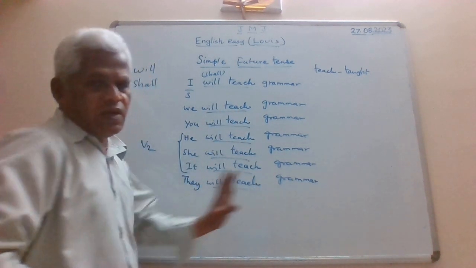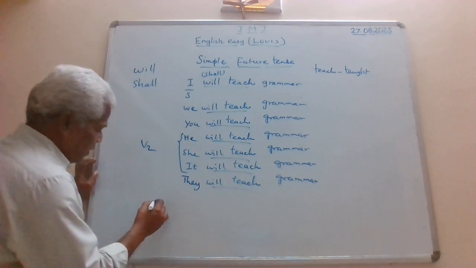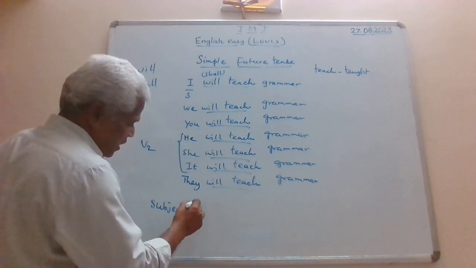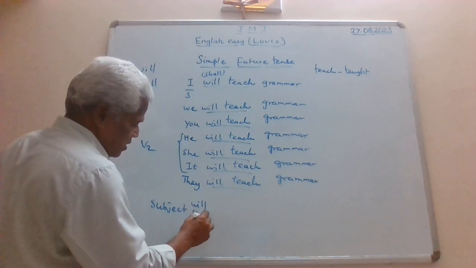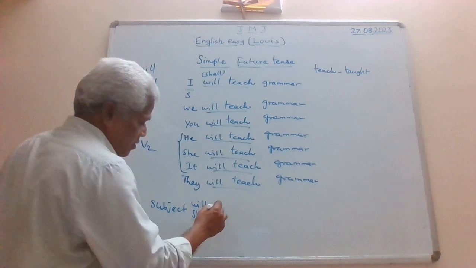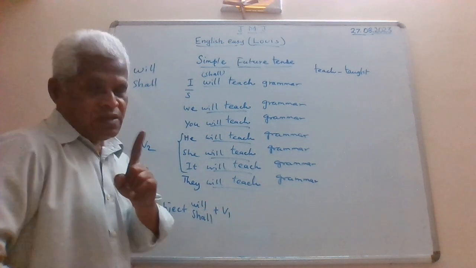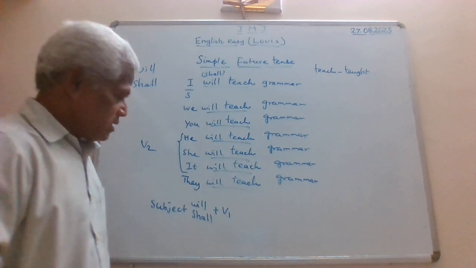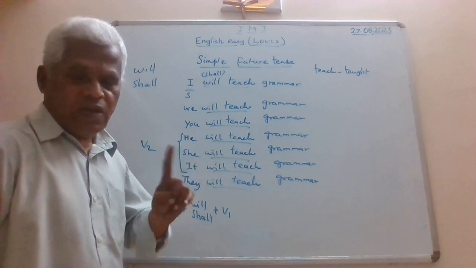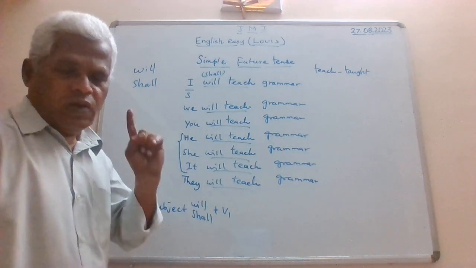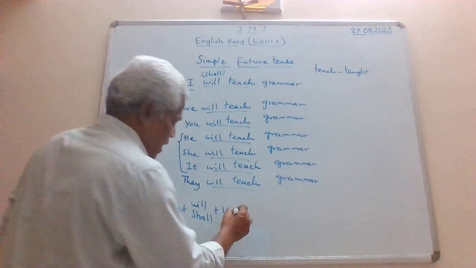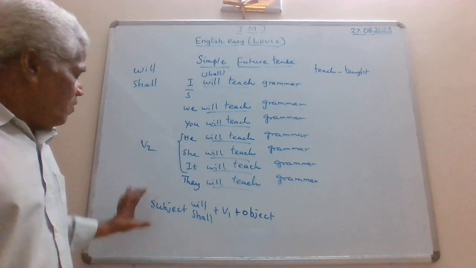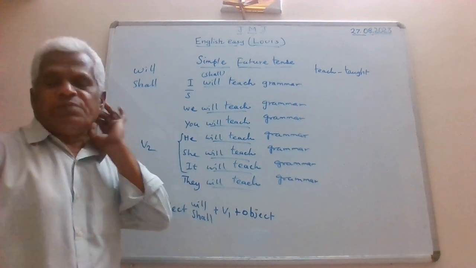Now what is the formation of the verb that we can have? So remember, subject plus will or shall plus V1. Remember, V1 means present tense. Present tense means not adding s and es and all, no. Only the simple present tense verb without s. And then you have the object. So this is the formation of the verb for the simple future tense.